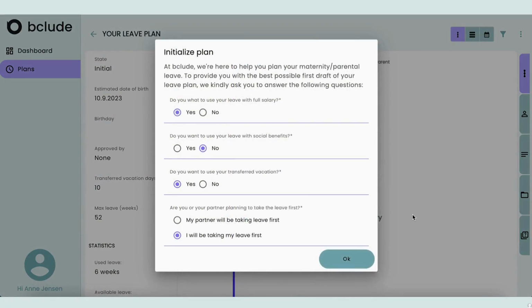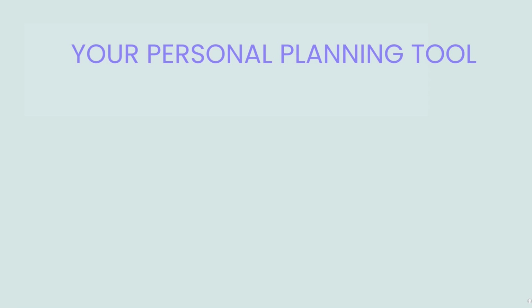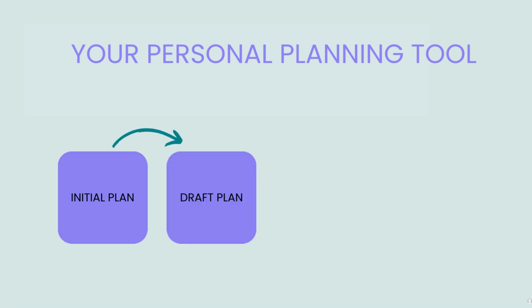The first time you open your plan, you'll be presented with a pop-up box asking you a series of questions about how you expect to take your leave. This is to present the best initial plan. When you are added to bclude, an initial plan is generated, consisting only of the leave you'll have to take and can't change yourself. After answering the questions in the box, a more accurate draft of your plan is generated based on your answers and your company's leave policy. From there, you can continue to make changes yourself.